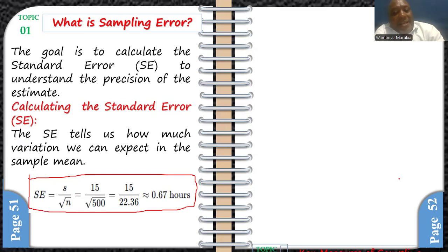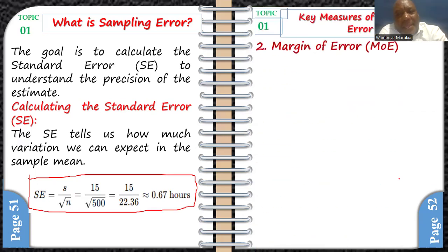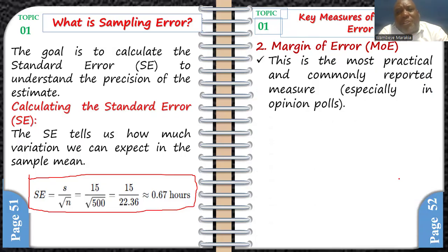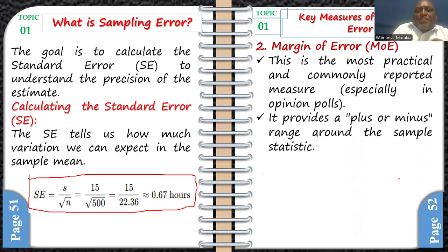So, in reporting about this, but before we go to that, I want us to hold here because I'm introducing another part of the error called margin of error. Apart from the standard error, we also have the margin of error, MOE. This is the most practical and common reported measure, especially in opinion polls. It provides a plus or minus range around the sample statistic.